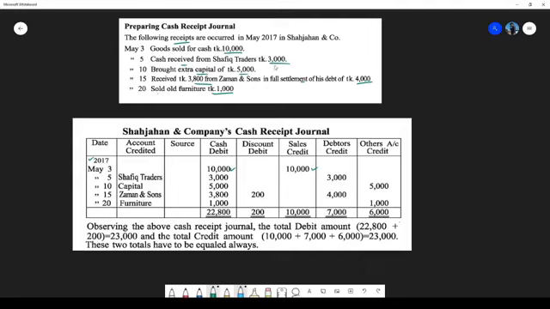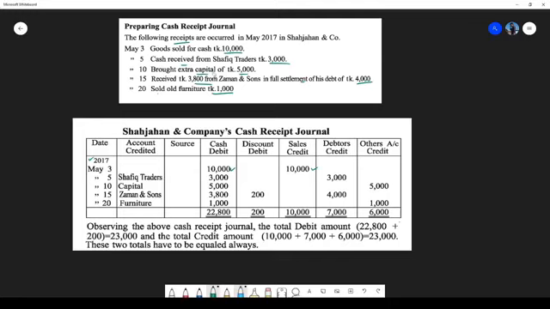Cash received from Shafiq Traders 3,000 taka. So you received 3,000 taka from Shafiq Traders. So the account credited is Shafiq Traders, that's your debtor. You now have 3,000 taka cash, and meanwhile your debtor is decreasing at the same time. So that's debtors credit 3,000 taka.